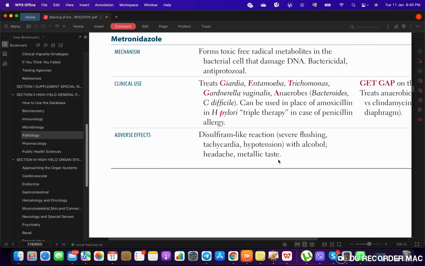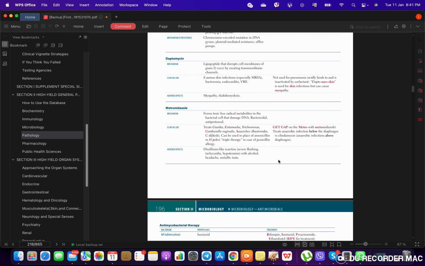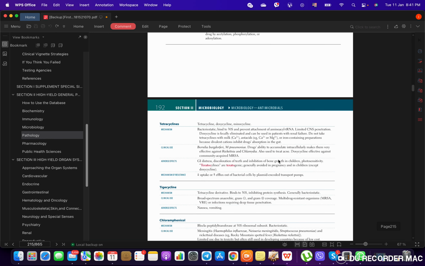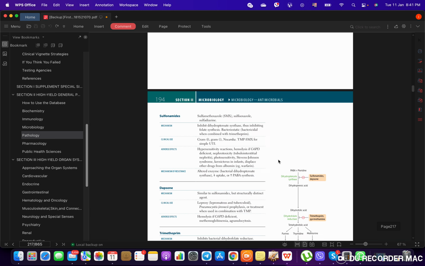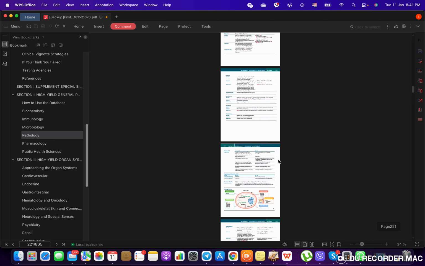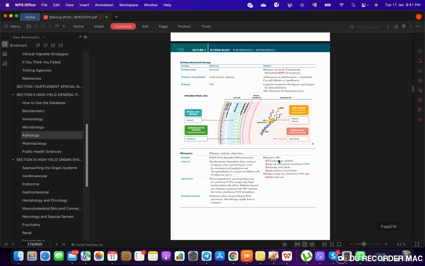Does anybody remember which other antibiotic led to a disulfiram-like reaction? Cephalosporins. Done. Okay, good. So that's it for today.